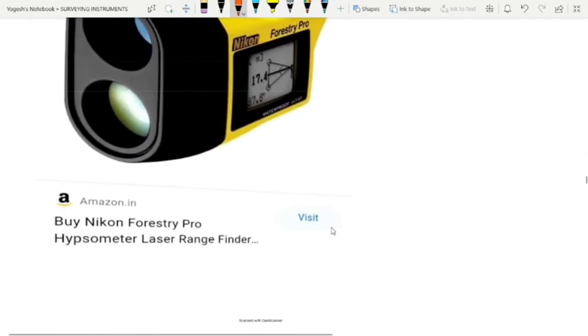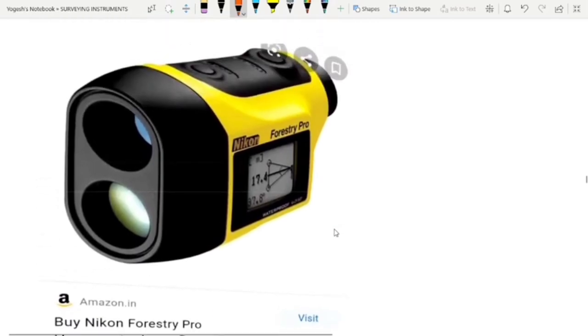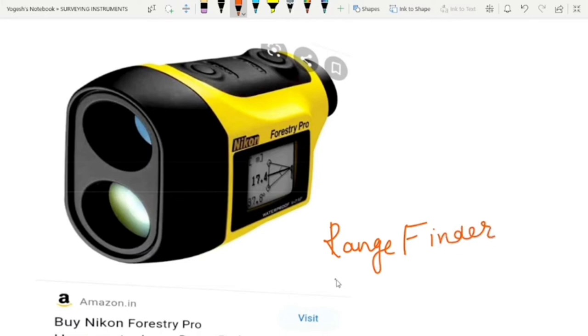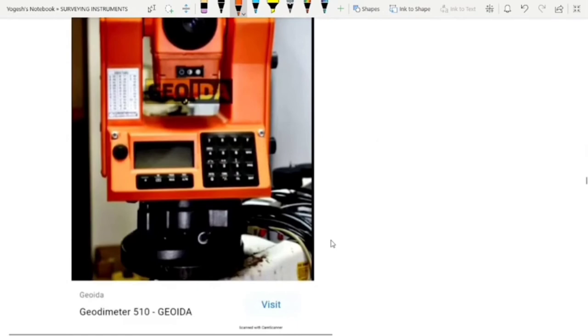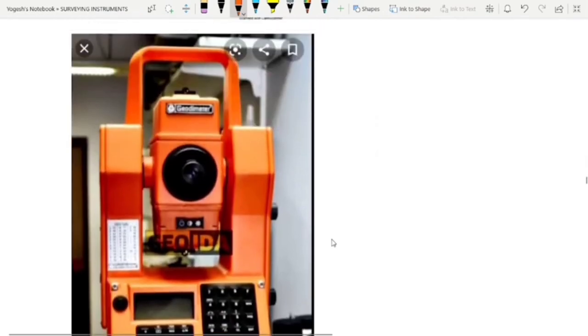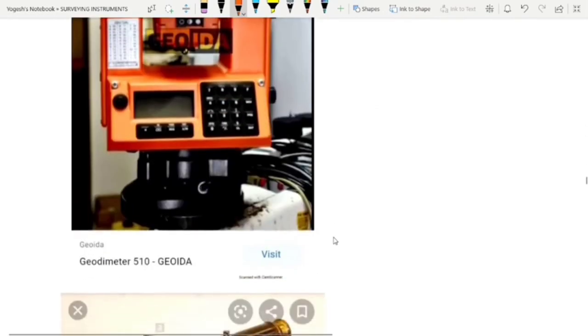This is the range finder, or you can say this is our range finder. For the various ranging instruments, this is the geodimeter 510, which uses light waves as its carrier waves.